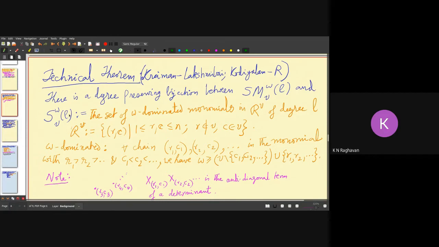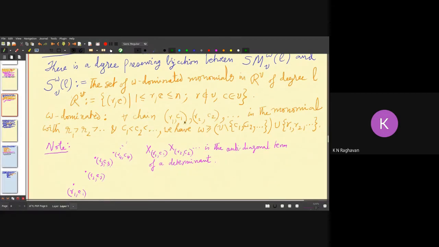So what is this? This is the set of W dominated monomials in R_V of length L. R_V is just the indexing set for all the variables in our polynomial ring in which all the action is happening. And what does W dominated mean? If I take a monomial in those variables, a chain in that monomial is a sequence like this, R1, C1, R2, C2, such that the R's are strictly decreasing and the C's are strictly increasing. So let me just show this in a picture.